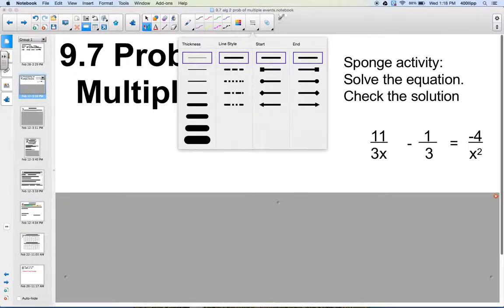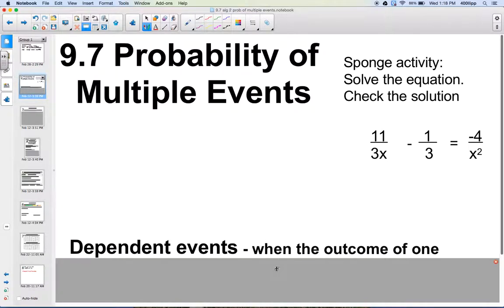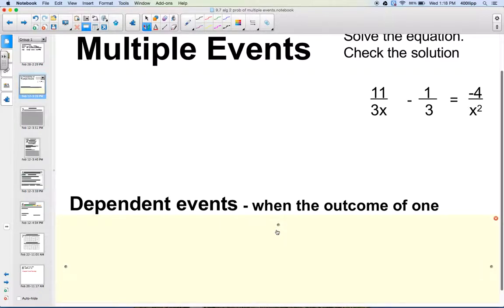Okay, today we are going over 9.7, probability of multiple events. So the first thing we're going to talk about is whether two events are independent events or dependent events. So we should think of the words independent and dependent and what those mean and what we think of when we hear those words. When we hear the word dependent, we should think of dependable or depends on, something like that.